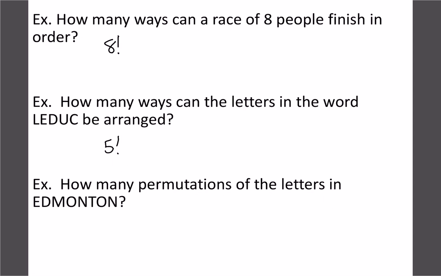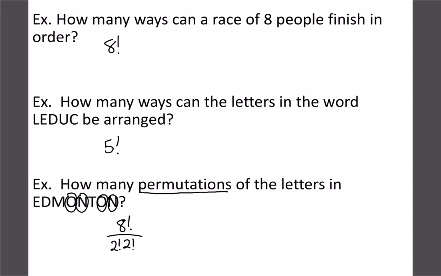Okay, so arranging things in order is basically our definition for the word permutation. So you'll see that word come up as well. So how many permutations of the letters in Edmonton? So it's like Leduc. We've got 1, 2, 3, 4, 5, 6, 7, 8. We've got 8 letters, except the trick with this one is we've got 2 O's. So we actually have to divide by 2 factorial, and then we've also got 2 N's. That means we also have to divide by those 2.